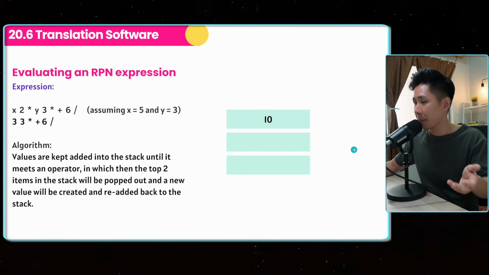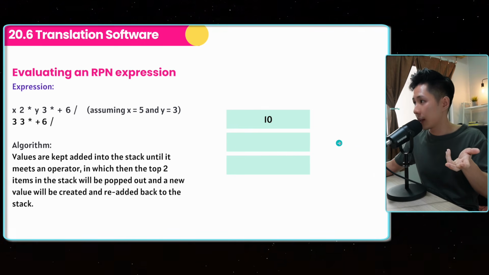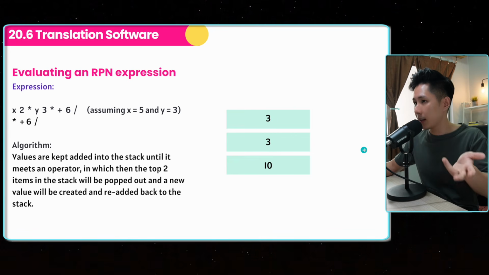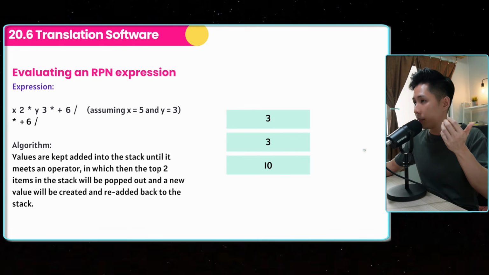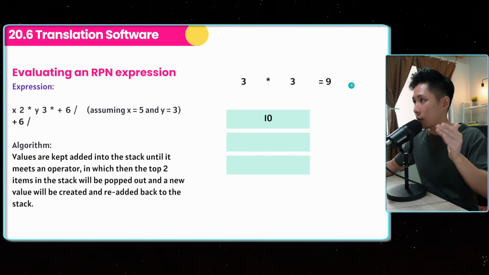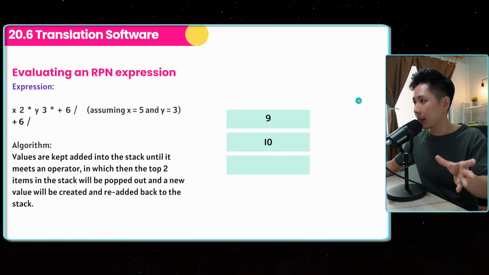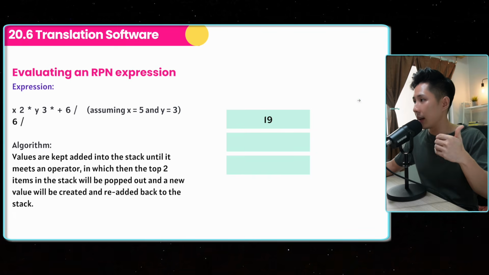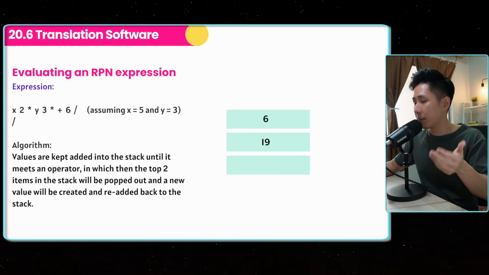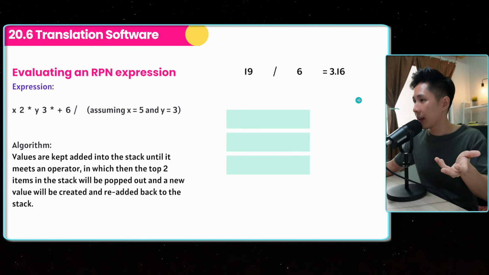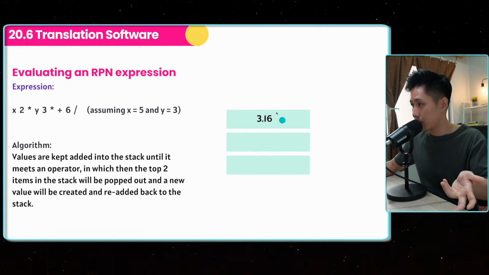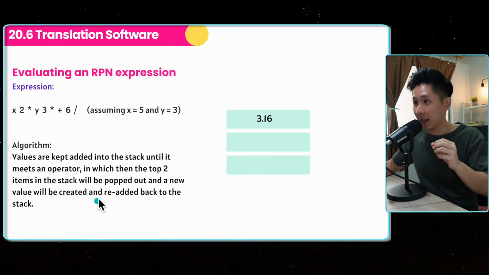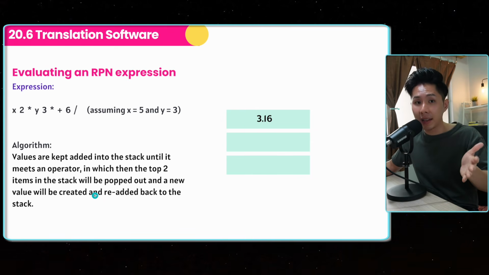stack. Now I'm going to have value 3, 3 again, so I'm going to put 3 into my stack, another 3 into my stack. Now since I met an operator, I'm going to multiply it. 3 times 3 equals 9, and then put it back to the stack. Met an operator, take them out, add it back to the stack, add 6 to the stack, met an operator, divide the 2, and then put the result back. So the value of the expression will be 3.16. So that's how a simple algorithm like that can help us to evaluate an RPN expression.